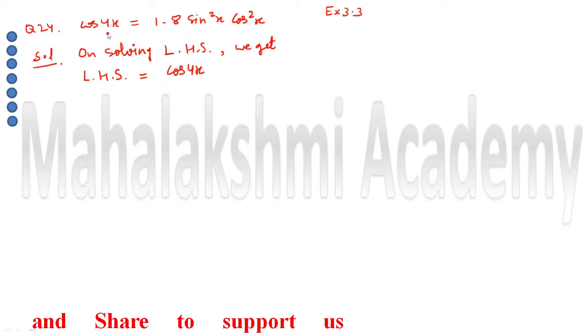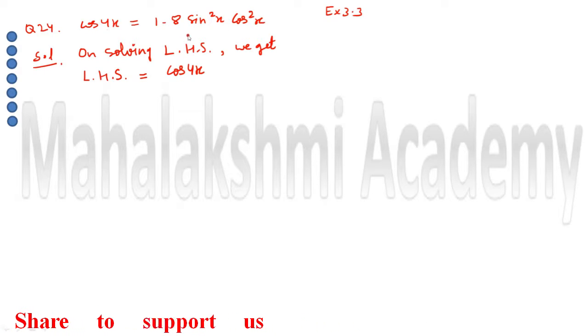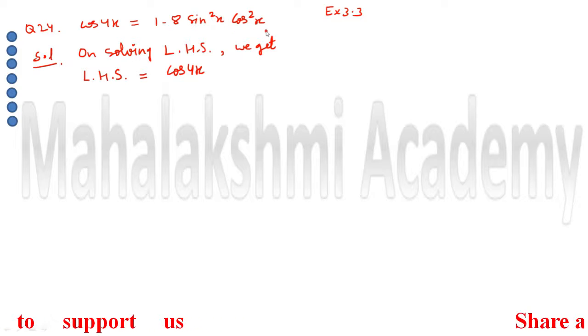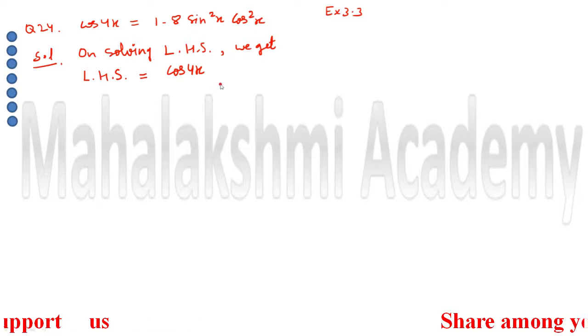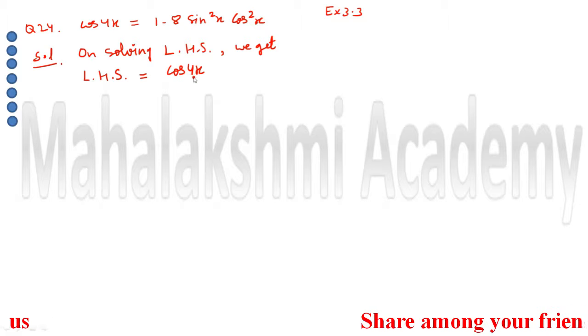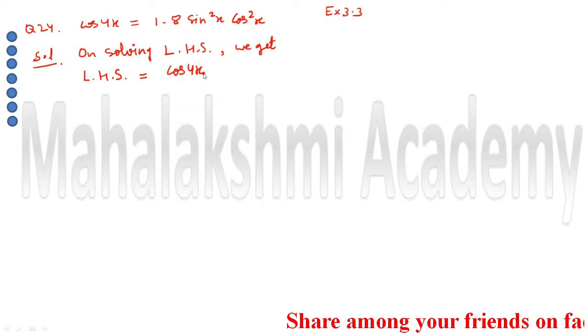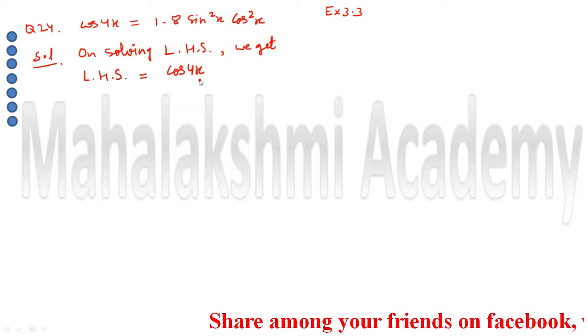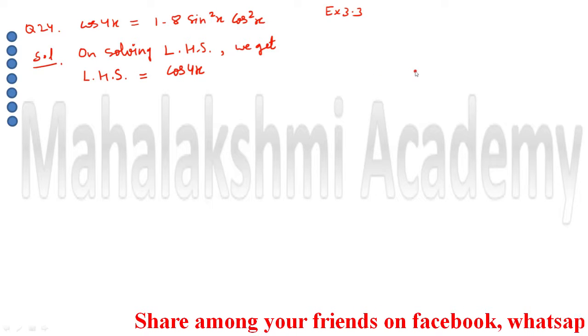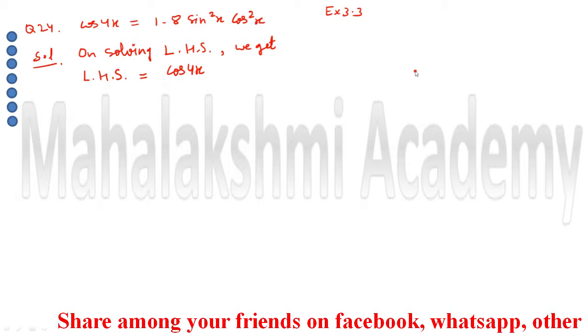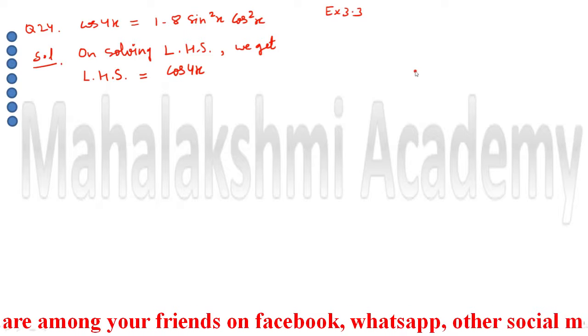So here you just see the angle. The angle is 4x, but on the right hand side the angles are only x. So the conclusion is we have to split the angles. To split the angles, we are going to use again the formula of cos 2x, as we had used in the previous question. In that also we split the angle in the multiples of 2.